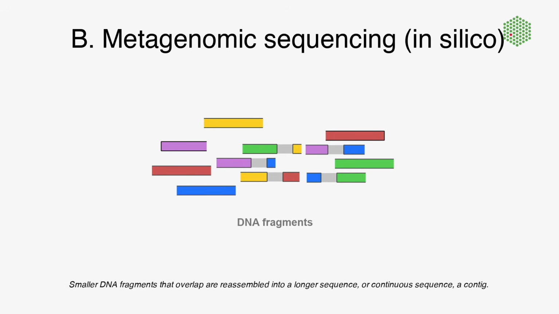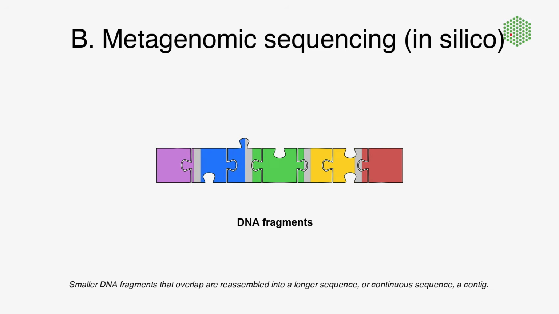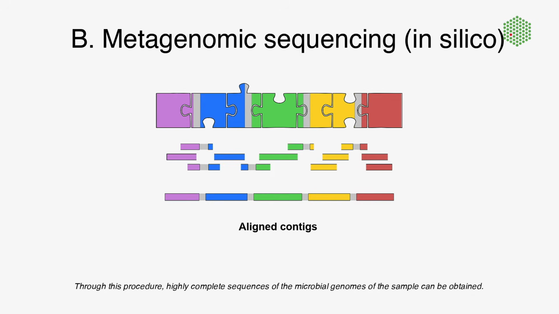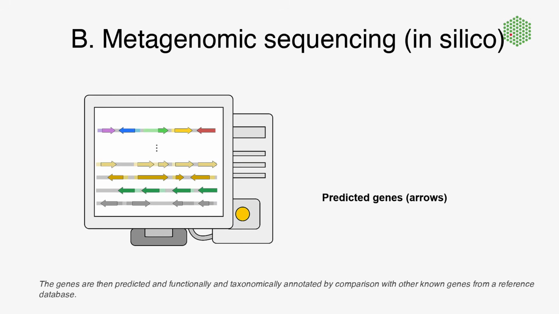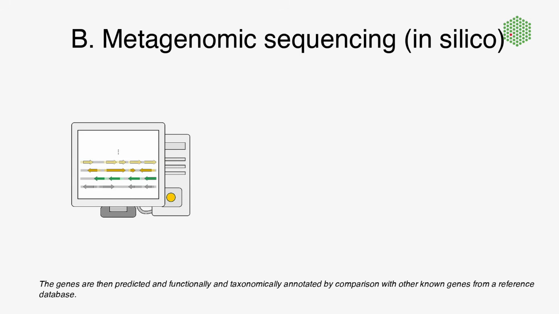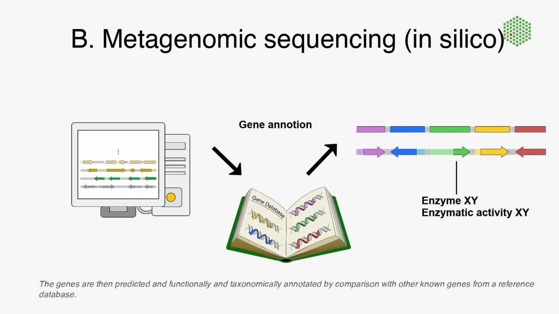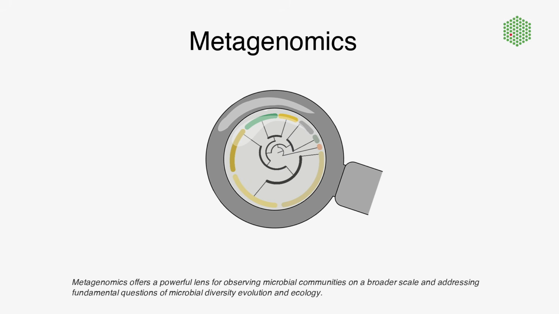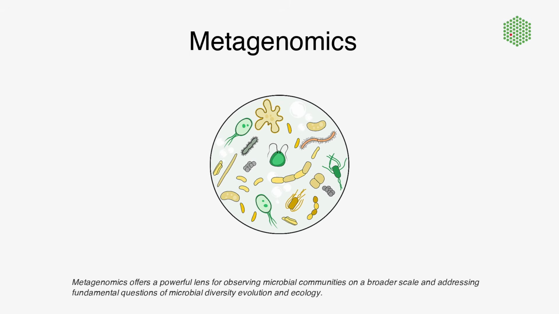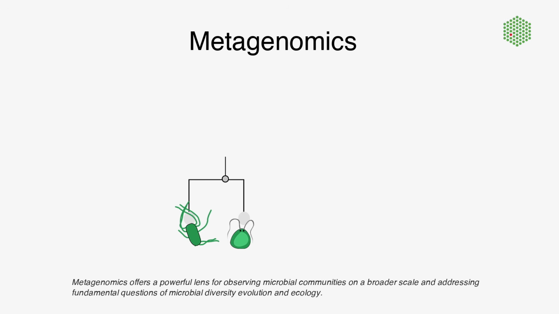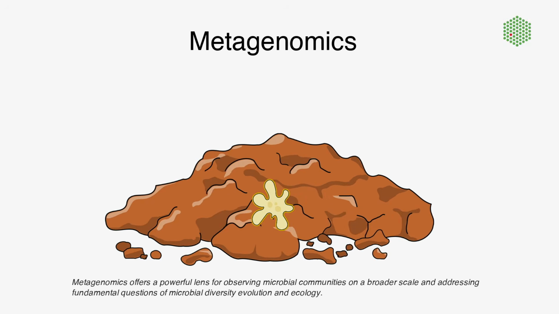Smaller DNA fragments that overlap are reassembled into a longer sequence or continuous sequence, a contig. Through this procedure, very comprehensive sequences of the microbial genomes of the sample can be obtained. These genes are then predicted and functionally and taxonomically annotated by comparison with other known genes from a reference database. Metagenomics offers a powerful lens for observing microbial communities on a broader scale and addressing fundamental questions of microbial diversity, evolution, and ecology.